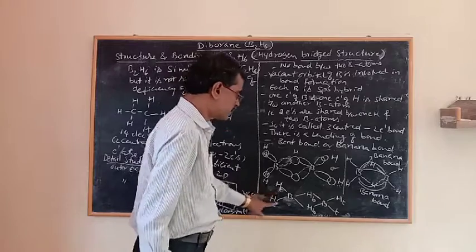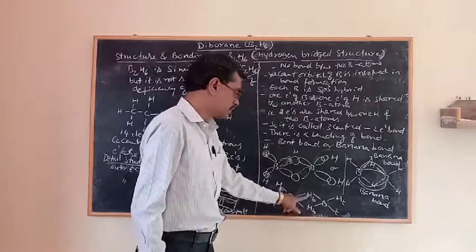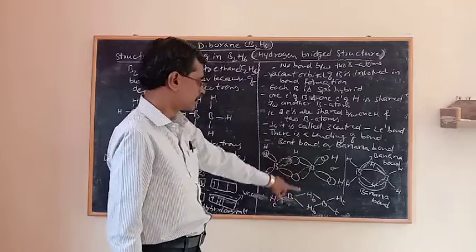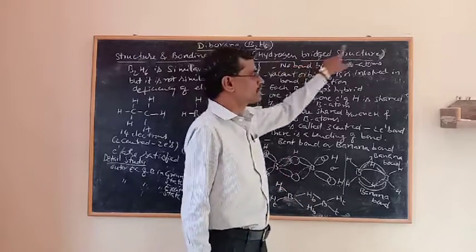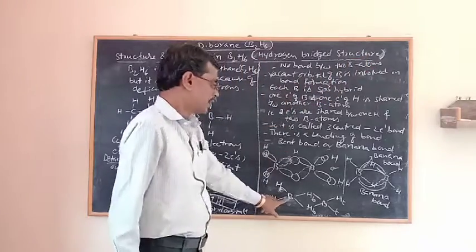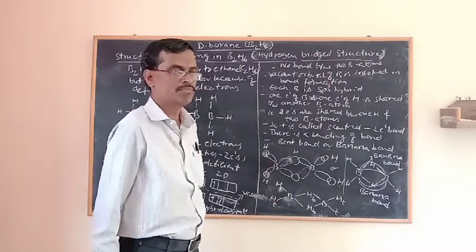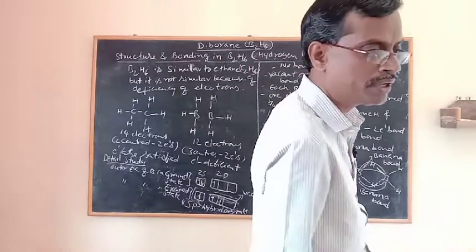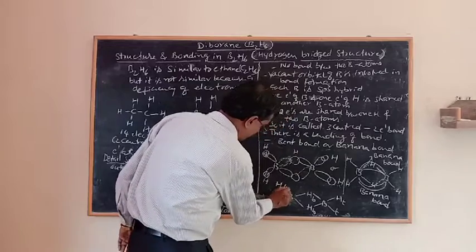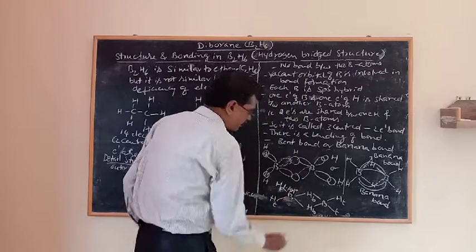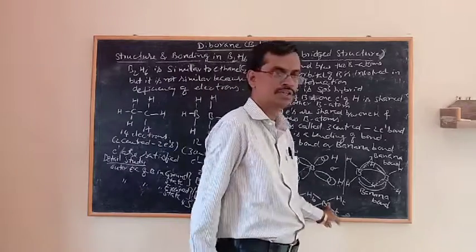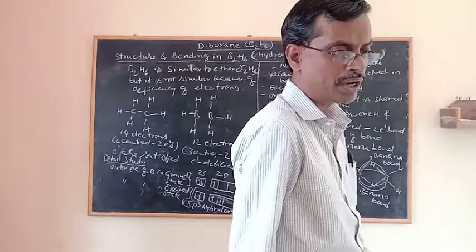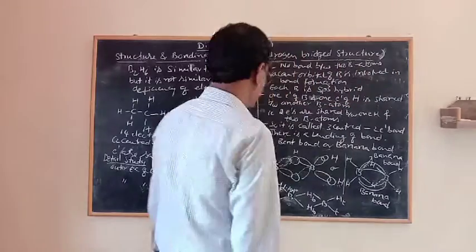So these 4 are the terminal hydrogens, these 2 are the bridge hydrogens. So you can call this as hydrogen bridge structure of the diboron. And in this case the bond length between this HT and the B is found to be 1.19 angstrom, and then the B, HB and this B is found to be the bond length is about very long and it is 1.33.